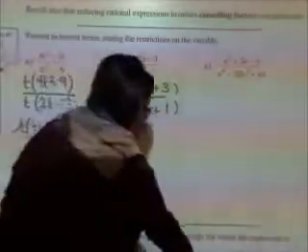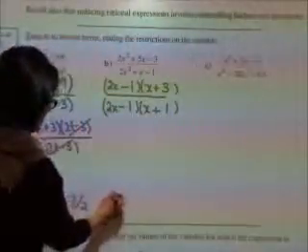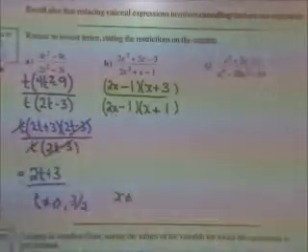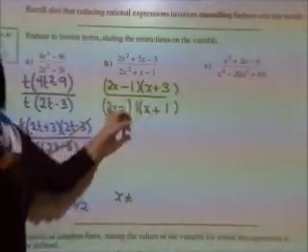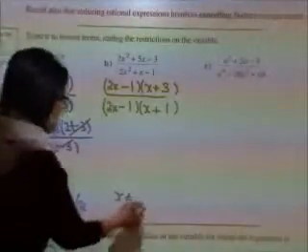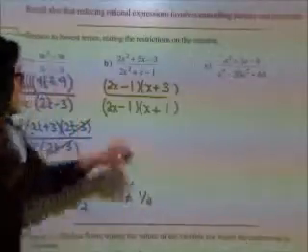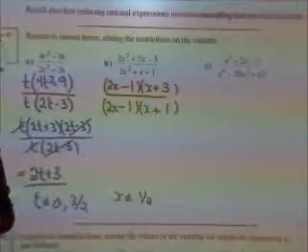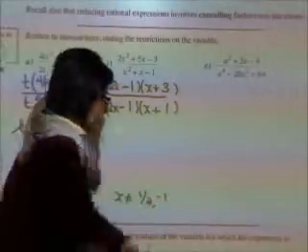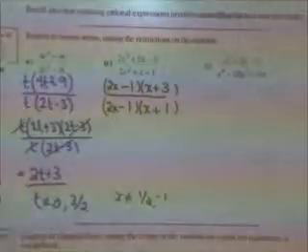What can't x equal? So if I imagine letting this be equal to 0, what would x have to be in order for 2x minus 1 to equal 0? 1/2. So x can't equal 1/2. And if it's x plus 1, x wouldn't be able to equal negative 1. So now I have my restrictions.